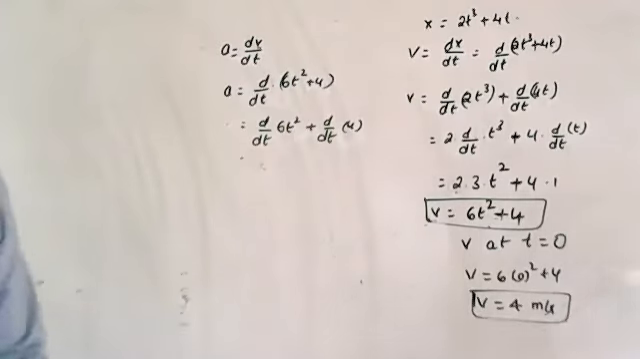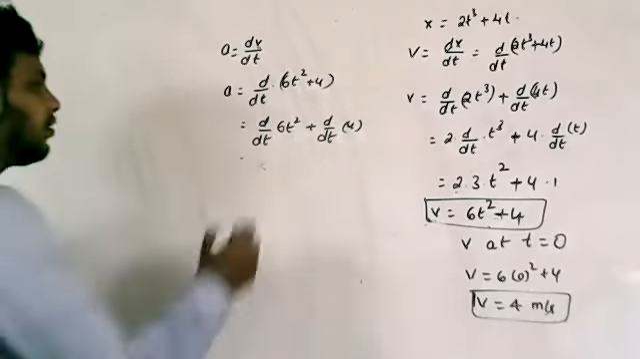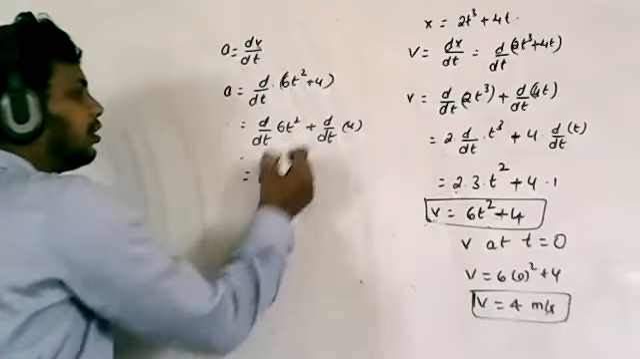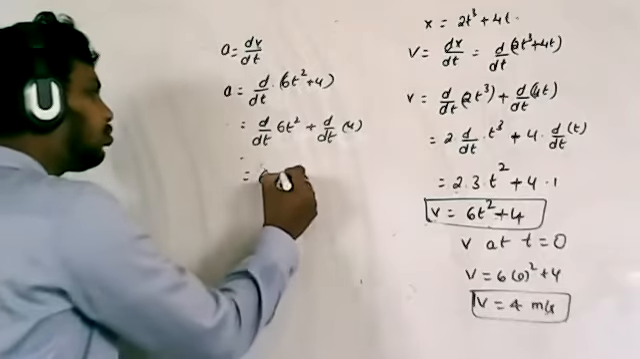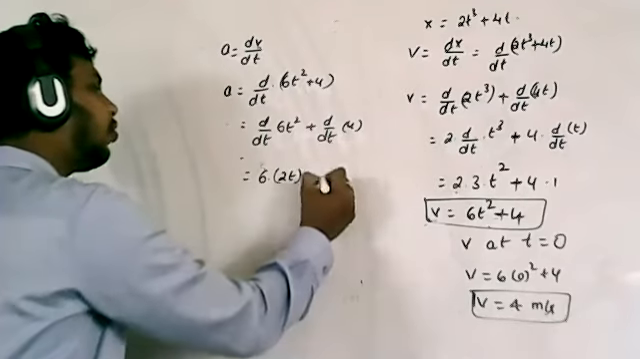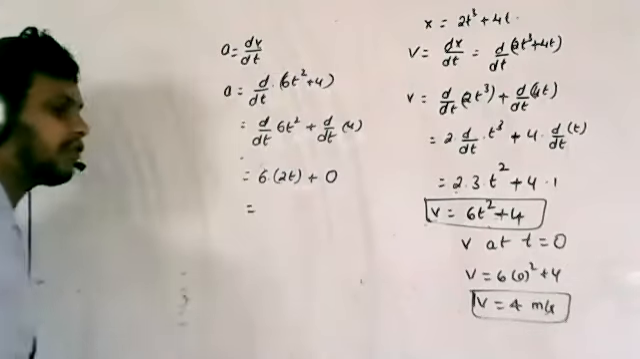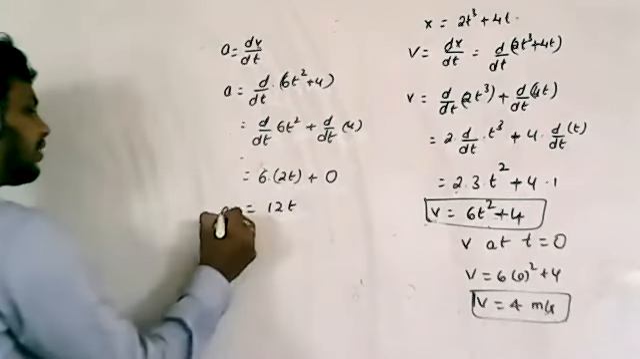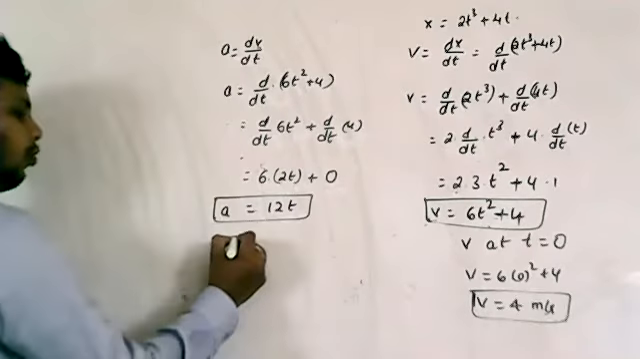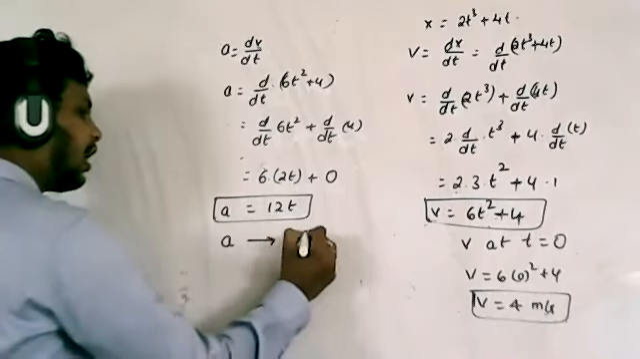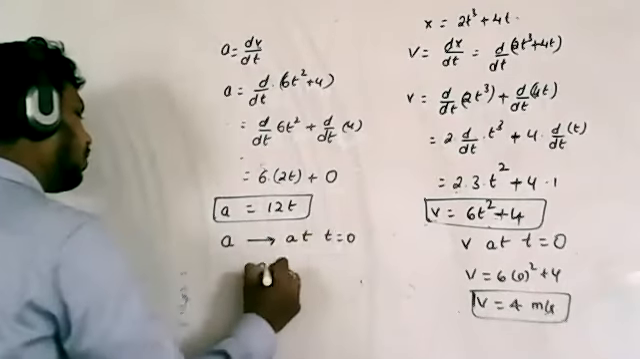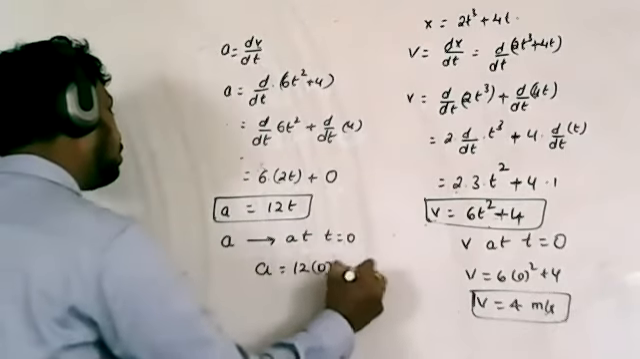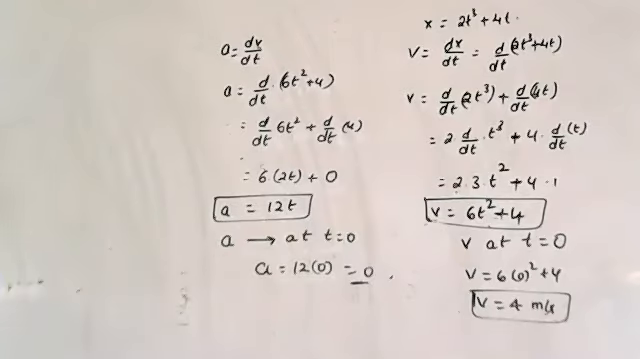Now again take d by dt of 6t square plus d by dt of 4. So d by dt of 6t square is how much? I will write it as 6 into d by dt of t square, that is 2t, plus d by dt of 4, that is 0. Why? Because differentiation of a constant is 0. So this is 12t. So acceleration a is equal to 12t. Now they asked the acceleration at time t equal to 0. Therefore a is equal to 12 into 0, which is equal to 0.